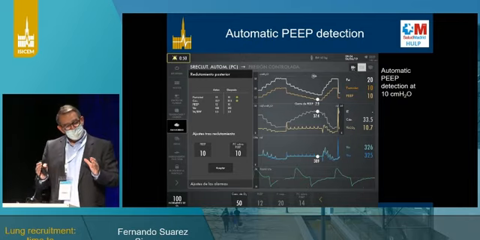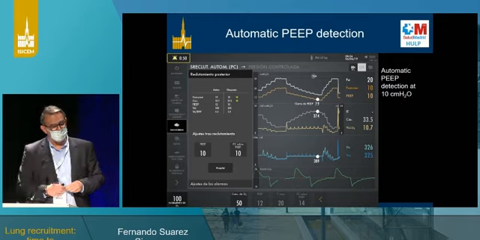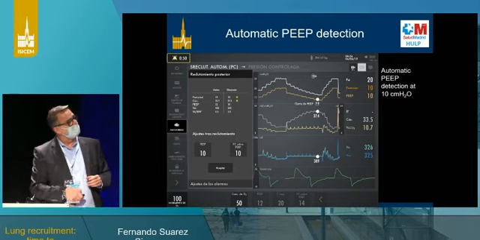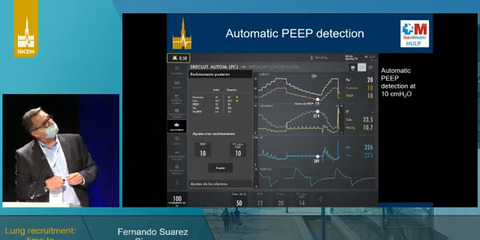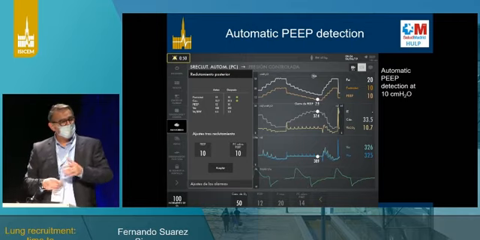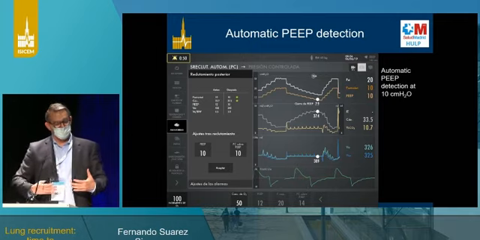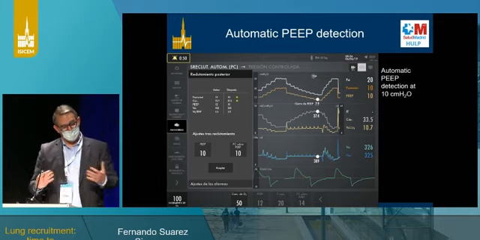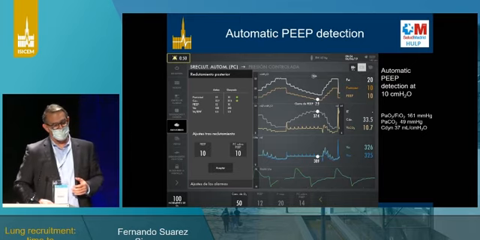So here, in the context of this decremental PEEP titration, the closing pressure was detected at 8, so the system recommends a PEEP level of 10. And you see here, this in Spanish, before and after, that we had a gain in compliance. So there was a good exercise, because we could improve the effective volume of the lung and ventilate this patient in a more gentle way after recruitment.